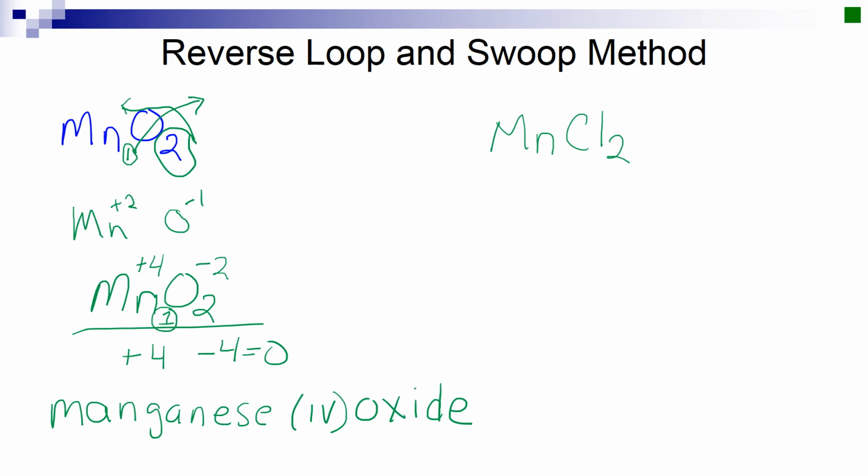MnCl2, then we can just do the reverse loop and swoop. So this one we can do, and so we can take your 2, reverse loop it up. Think of the 1 that's down here, reverse swoop it up. So here that would tell us that Mn would be a 2+, and Cl would be a 1-.